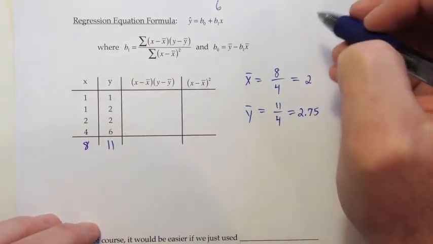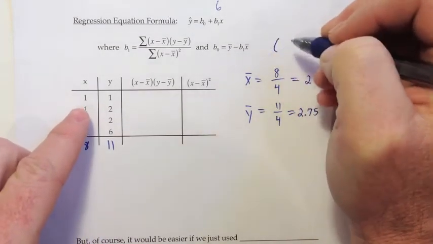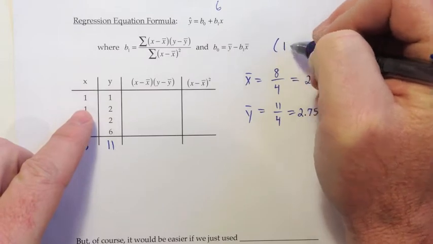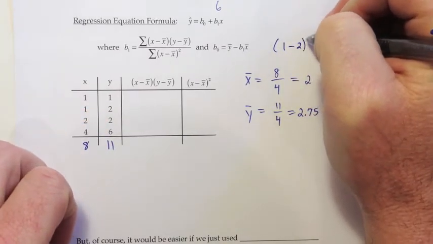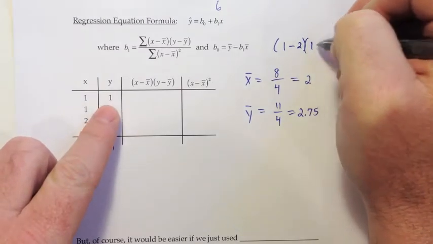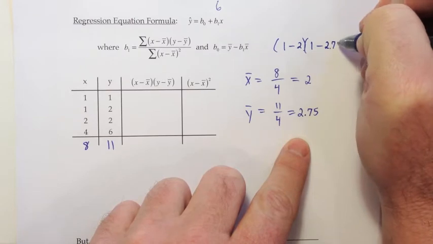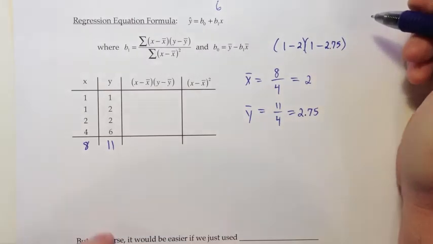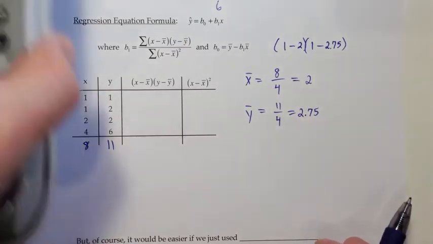Let me show you that off to the side for this first one. I would do open parentheses, and the x is 1, minus x bar, which we have here, is 2, and then the y for that one is also a 1, minus the y bar, which is 2.75. You could just put that into your calculator, or you could work it out. In this case the numbers are fairly simple, but I'll go ahead and show you on the calculator.